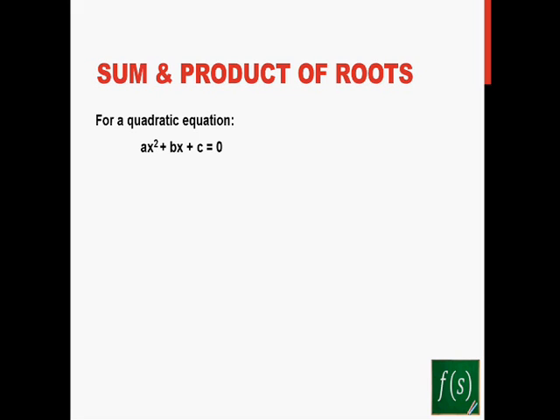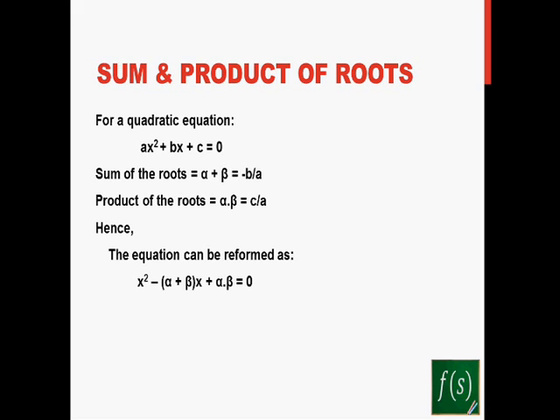So if you have a general equation, ax square plus bx plus c, then the sum of the roots is going to be minus b upon a and the product of the roots will be c upon a. So just by looking at the equation you can say what the sum of the roots and the product of the roots of this equation are going to be. And also you can reform your equation and write it in this form: x square plus sum of the roots of the equation into x plus product of the roots equal to 0.